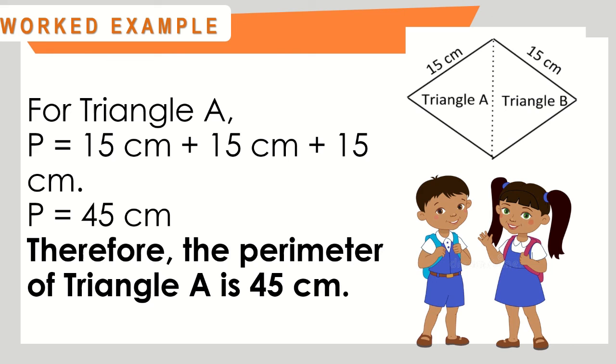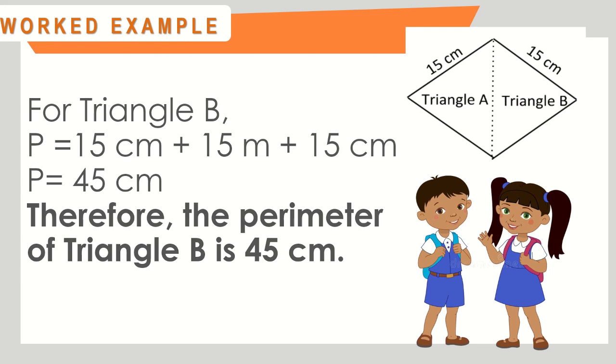For triangle A, we have P is equal to 15 cm plus 15 cm plus 15 cm. P is equal to 45 cm. Therefore, the perimeter of triangle A is 45 cm. For triangle B, it's just the same. Therefore, the perimeter of triangle B is also 45 cm.